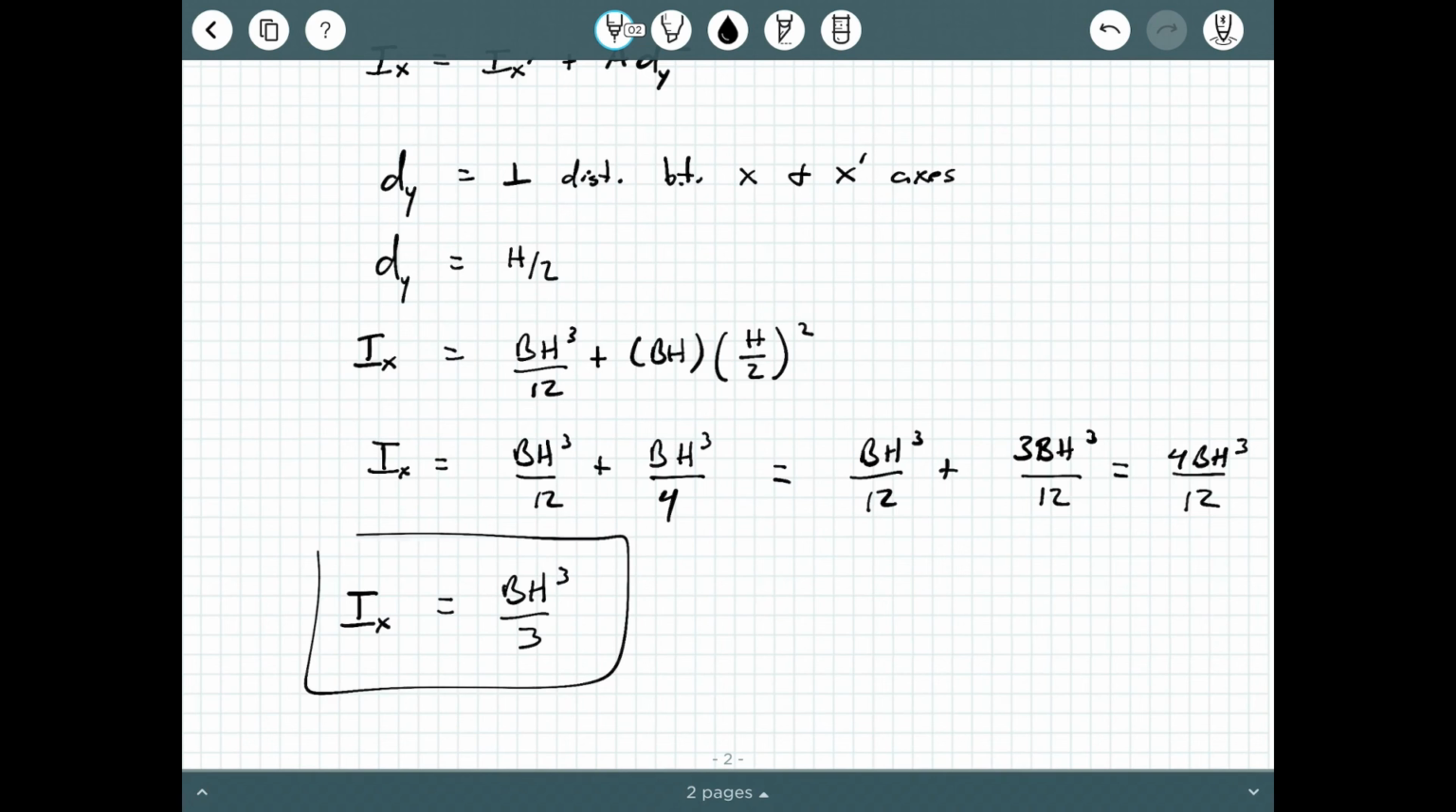And look at that. That is actually the same value that we calculated in the previous example. In the previous example, we directly calculated I sub x using the integral form. In this example, we computed I sub x prime using the integral form about the centroidal axis, and then we applied the parallel axis theorem to get I sub x, and we come to the same conclusion. And we'll make a note here. We're going to say where x is the horizontal axis at the rectangle base, which is, again, the same conclusion we came to in the previous example.